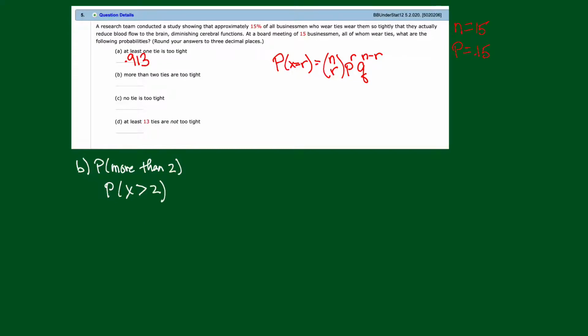More than 2. As soon as I see that greater than sign, I'm thinking think opposite. Here's why. More than 2 with 15 businessmen could be 3 or 4 or 5 or 6 all the way up to 15. You don't want to find each one of those individually. So what we're going to do is think opposite. Let's get rid of that and say, think opposite.